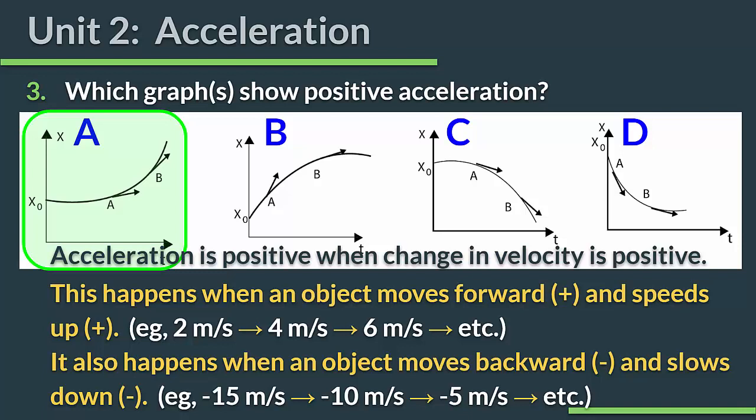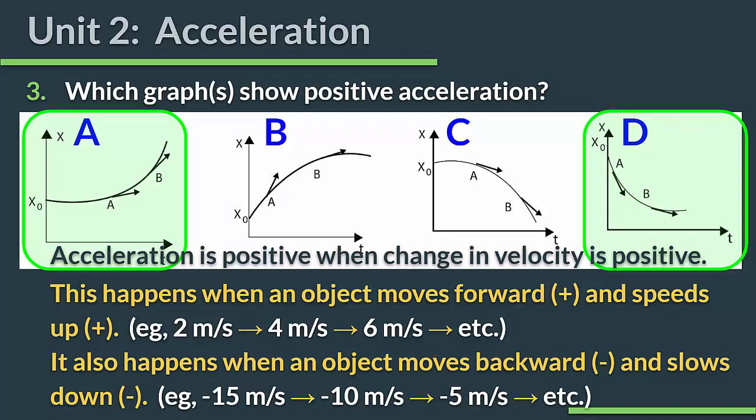So if we find an object that moves backwards, and I know it's backwards because these are negative numbers, and slows down, then that is also an example of positive acceleration. And the one that I see moving backwards and slowing down is answer choice D. So both A and D show positive acceleration.